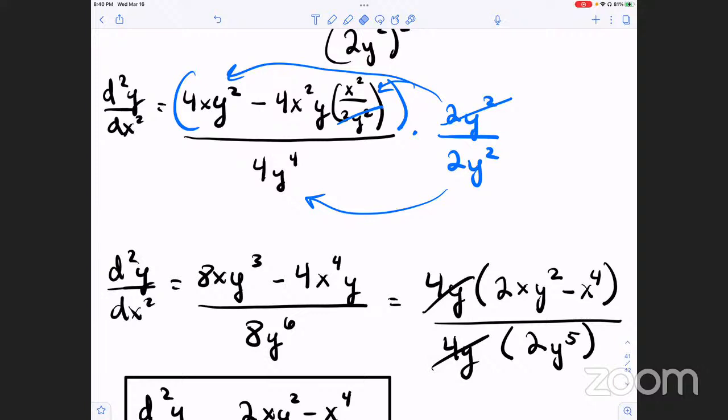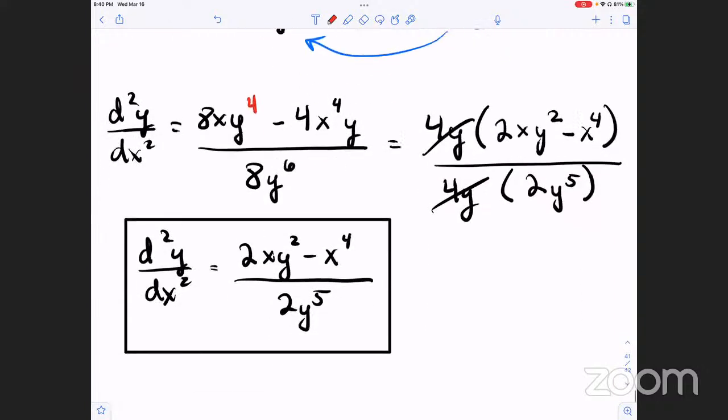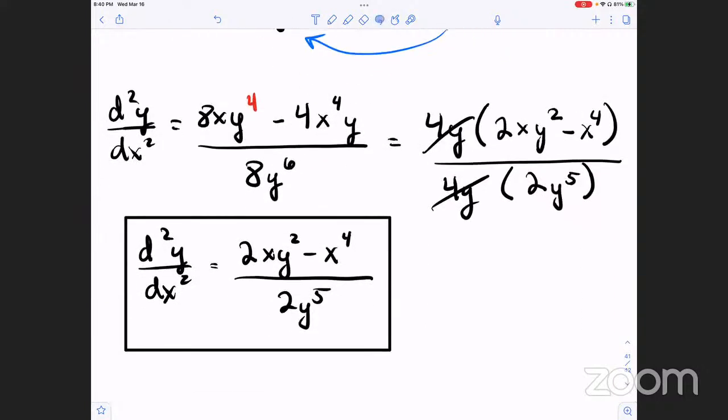I made a mistake and I couldn't find the error, but I think I found it. So we're crossing our fingers so we can be done with this. Right? 8xy to the 4. Okay. So now with that change, let's see.